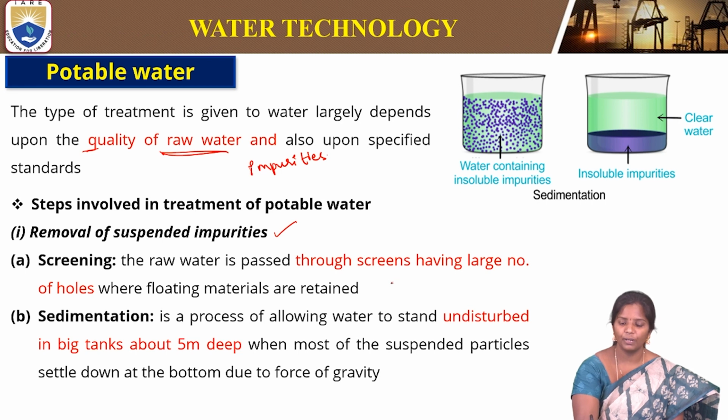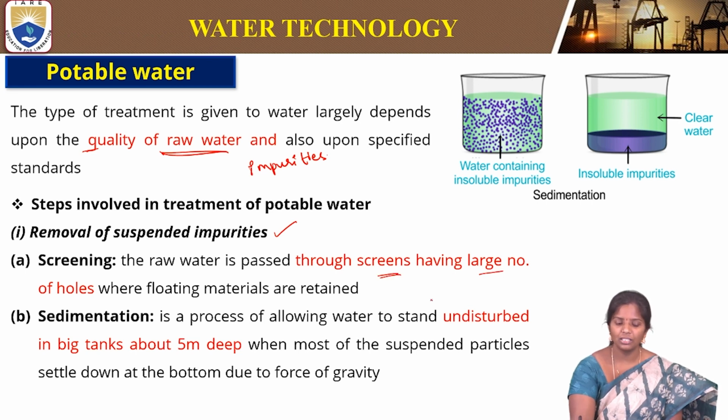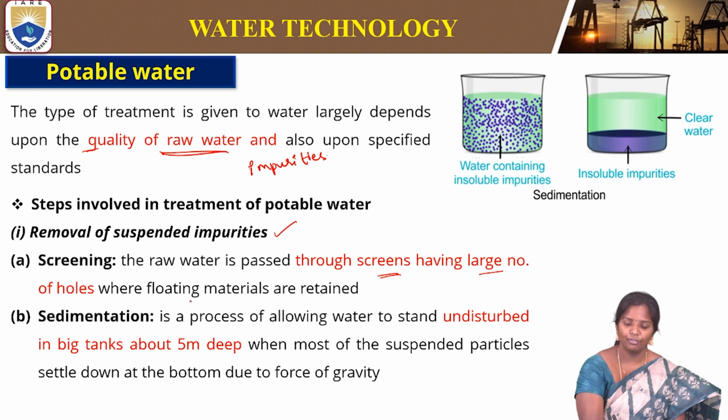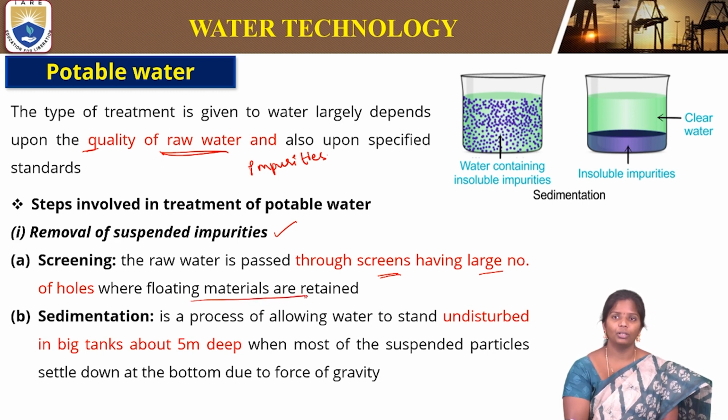Screening: the raw water is passed through screens having a large number of holes. It is just like a filter, that is, we are passing the water through these screens having large holes, where floating materials are retained and can be removed.